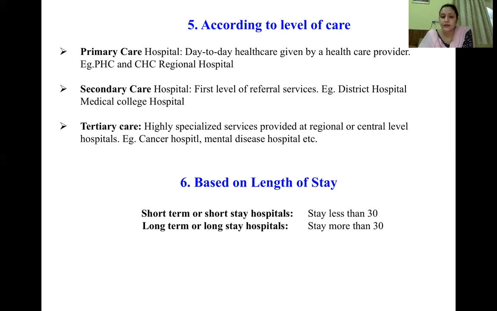Along with this, the next parameter is based on the length of stay. How can we classify hospitals according to the length of stay? There are short-term or short-stay hospitals, where 90% of patients stay for less than 30 days. The second are long-term or long-stay hospitals, where 90% of patients stay for more than 30 days, like mental care hospitals.